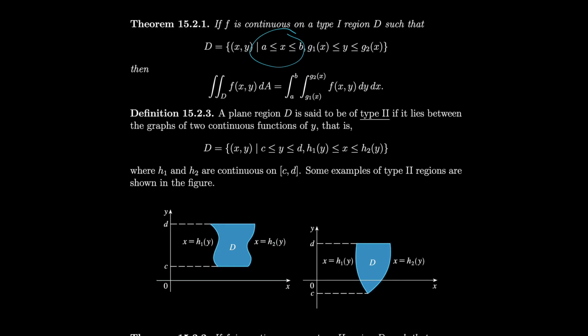So when we integrate, we have to be careful to integrate first with respect to y so that we get rid of the functions of x. And then we can have a single variable calculus integral with just constant limits like we're used to.